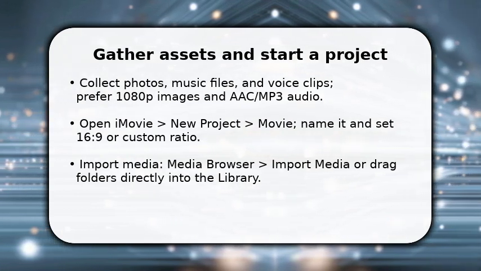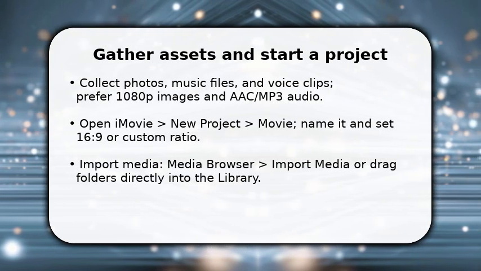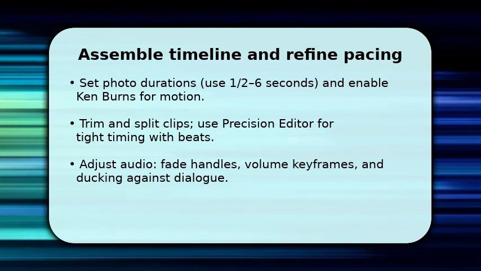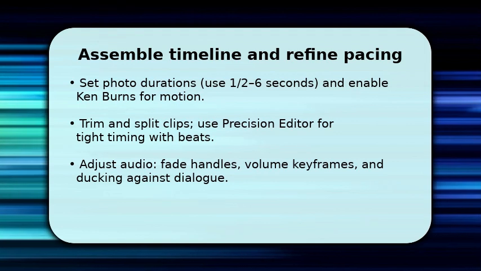Now refine pacing and motion so visuals match the music. Select photos and set durations. Shorten to 1/2 or lengthen to 6 seconds depending on rhythm. Enable Ken Burns to add subtle movement. Use split and trim to synchronize photo changes with musical hits, and open the precision editor when transitions need millisecond tweaks.